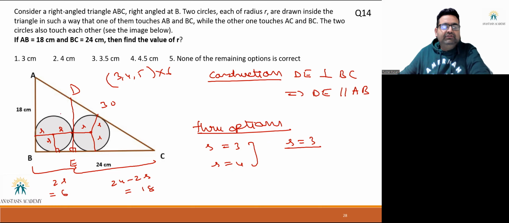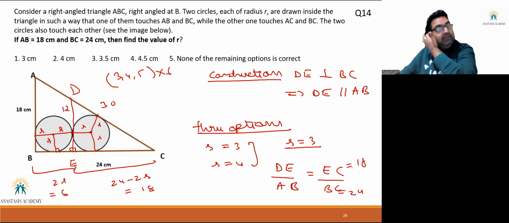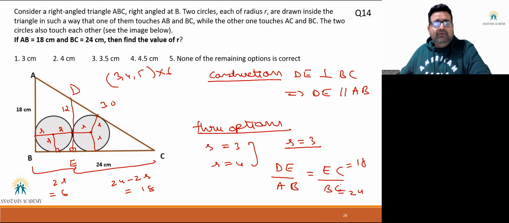Now if this ratio is 3 is to 1, this will also be 3 is to 1. EC is 18 and total is 24, so that becomes 3 is to 4. Now DE is to AB, from similar triangle, has to be EC upon BC. Now we got this as 18. This already is given 24. 18 and 24 will be 3 by 4. So this also has to be 3 by 4.